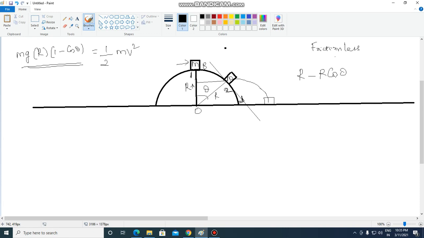because as long as it is in touch with the sphere, it is constrained to move along the surface of the sphere, and it is supposed to perform a circular motion. So v is nothing but the tangential velocity of the mass m with respect to the circle. mgr into 1 minus cos theta is equal to half mv square, which we can take as equation 1. Equation 2. Let's draw the free body diagram of mass m.